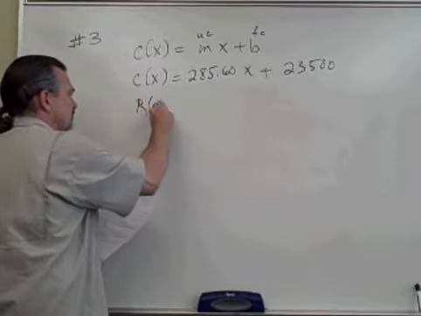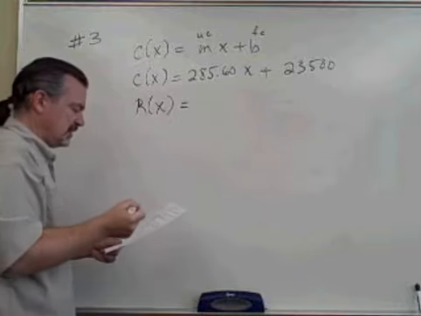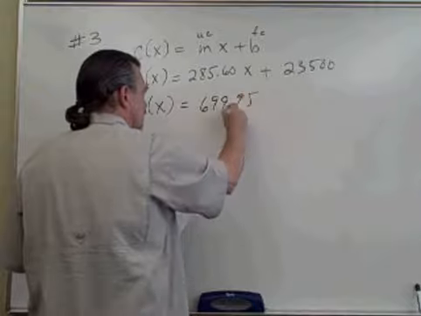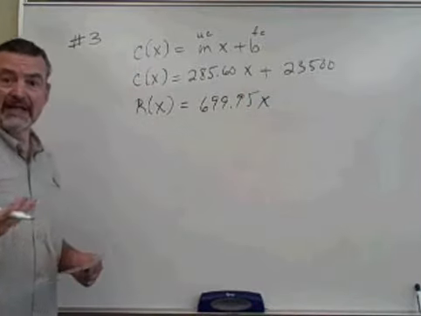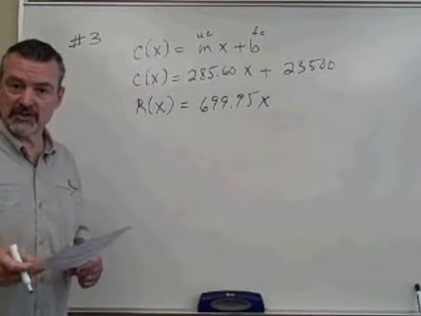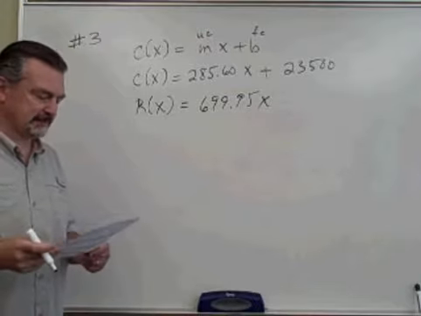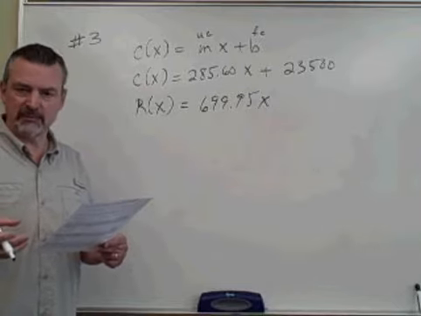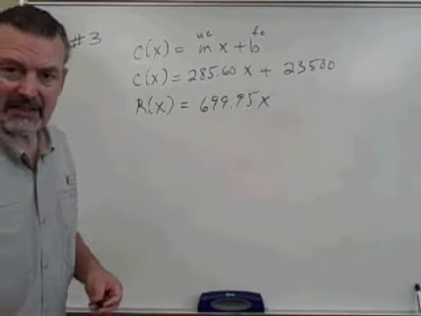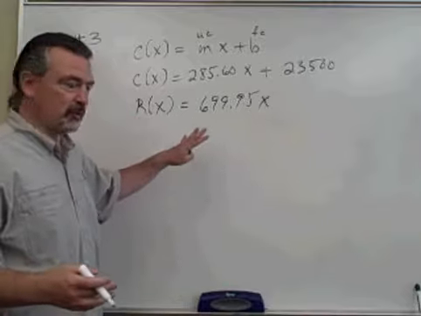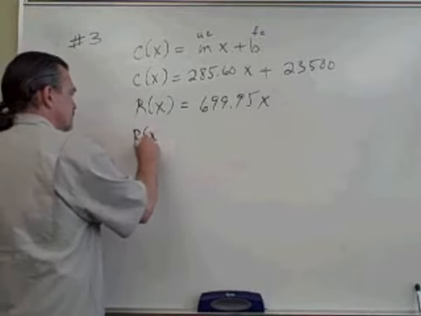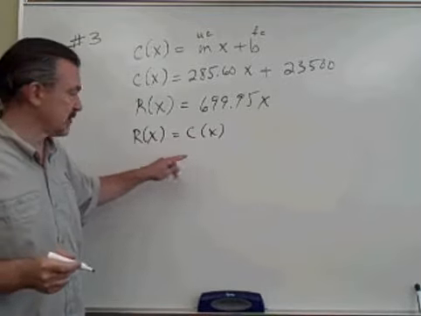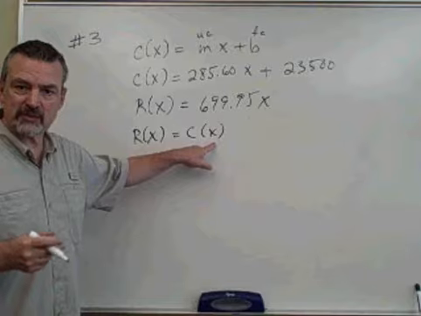So our revenue function, R of X, would be the selling price, which was $699.95 times X, where again, X is representing the number of windshields that we're going to be making and selling. Now, part C says what is the break-even point? Well, remember, break-even is where revenue equals cost. So we set those two functions equal to each other to see what value of X would make that happen.